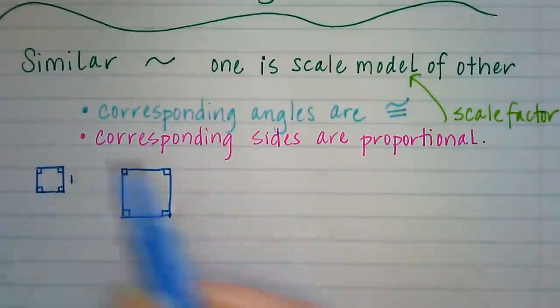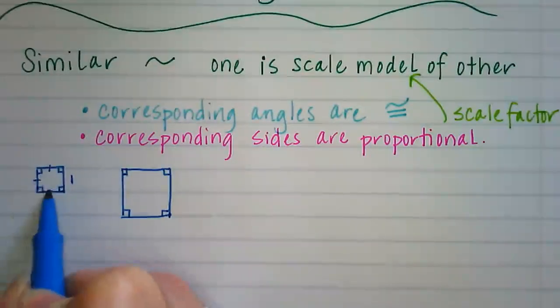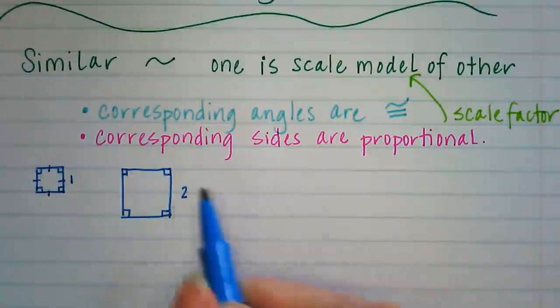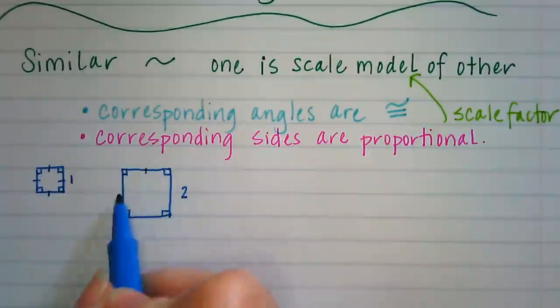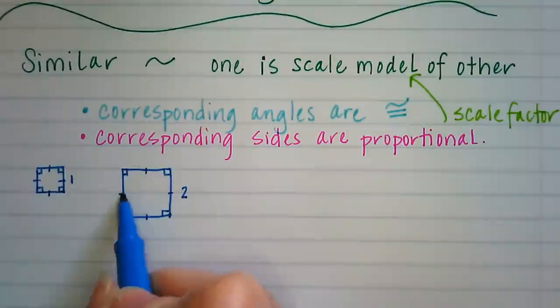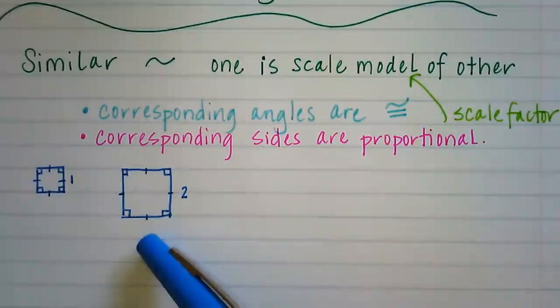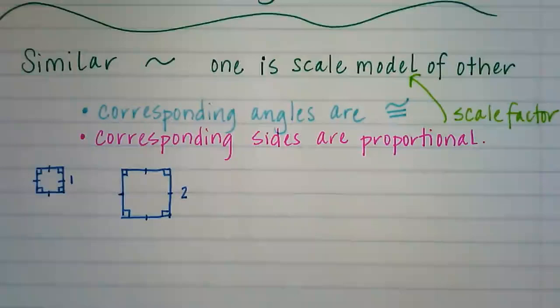So if this is side of 1, we know that those 4 sides are all 1. And let's say this side has a length of 2, we know that all of those sides are 2. So the scale factor is going to be 2. This square is 2 times bigger than that one.